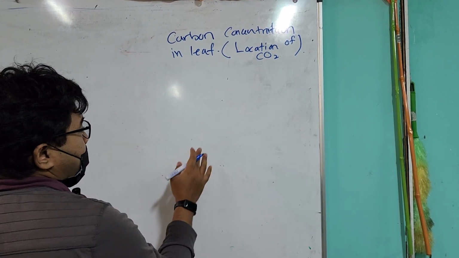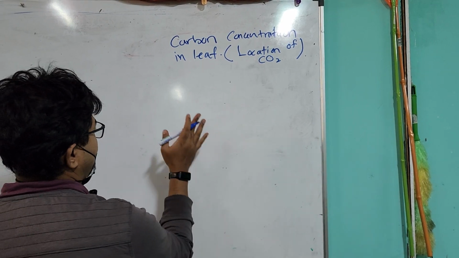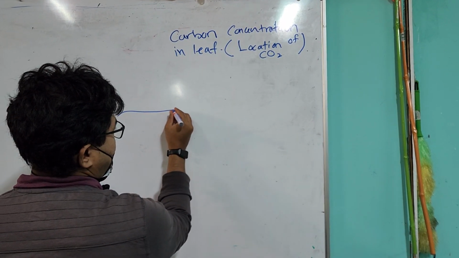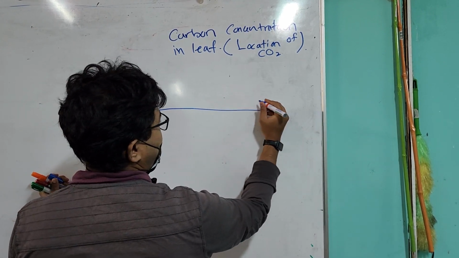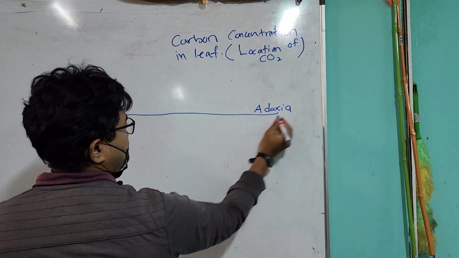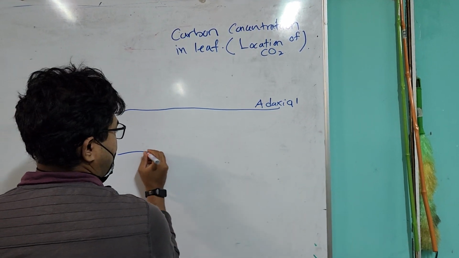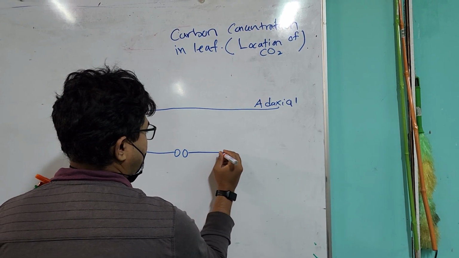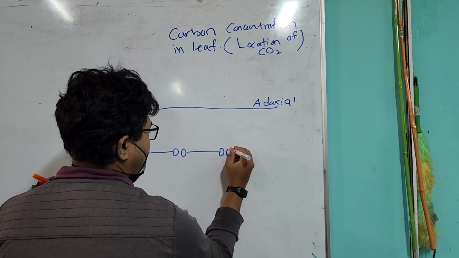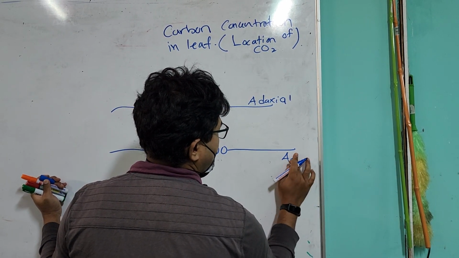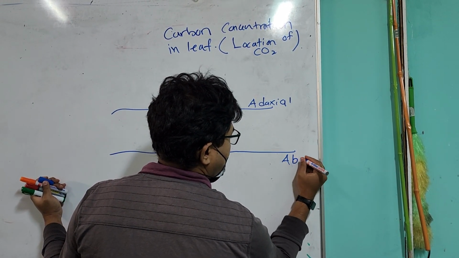You have a leaf. Let's take a cross section of the leaf. You look from the side of the leaf. So that's the top part of the leaf, which is the adaxial. Then that's the bottom part of the leaf, which is the abaxial. Then you got your stoma here. You got your stoma here. So that will be the abaxial.